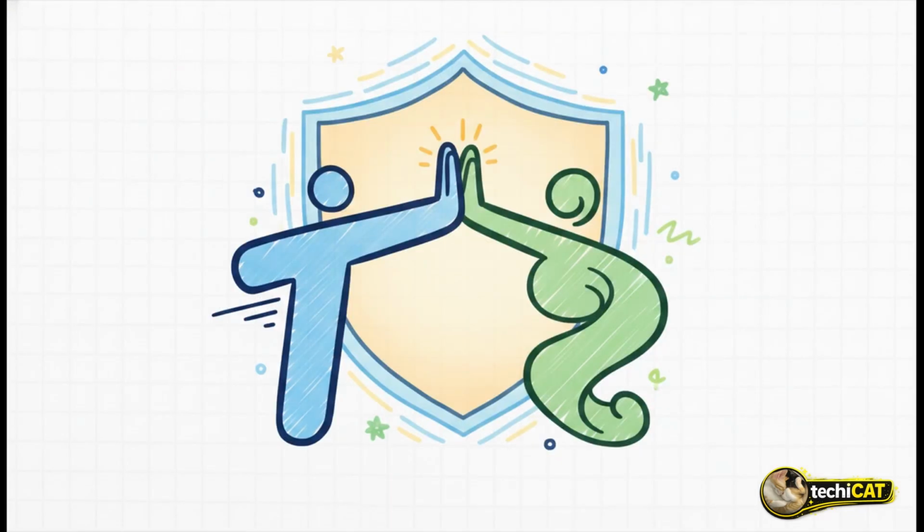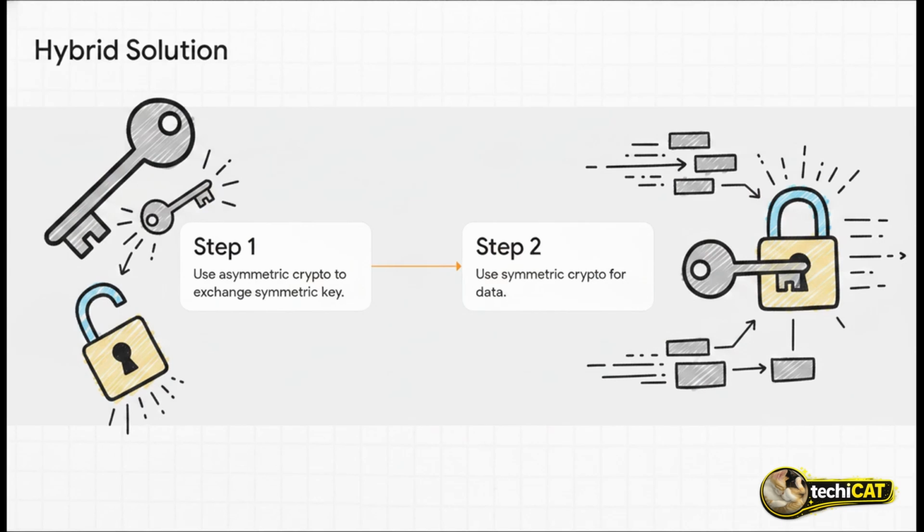So why not combine them, right? Let's see how these methods form the ultimate internet security tag team. We use asymmetric crypto just to safely swap keys, then instantly switch to symmetric for that lightning speed.